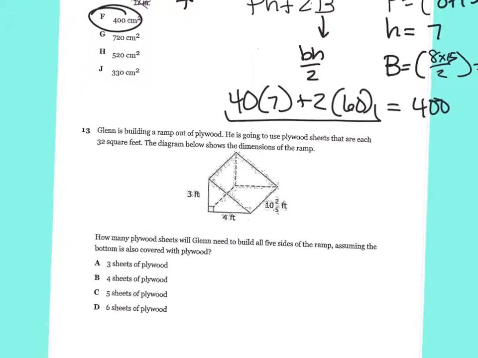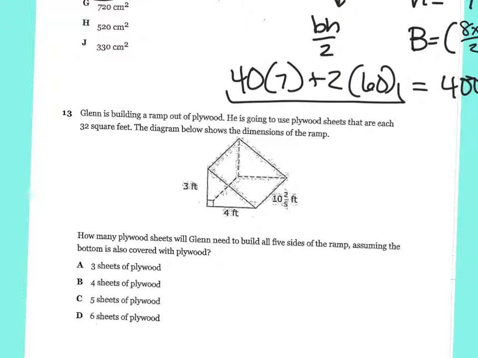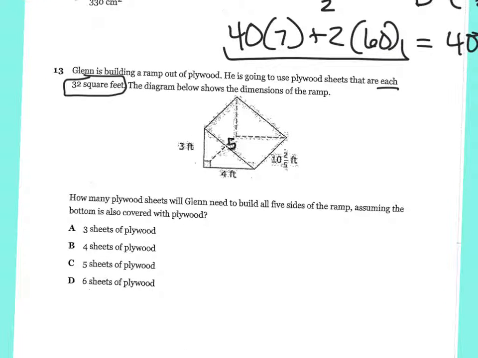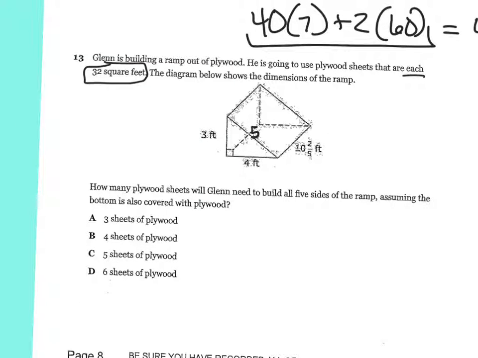Okay, last one. Glenn is building a ramp out of plywood. He's going to use plywood sheets that are each 32 square feet. The diagram below shows the dimensions of the ramp. And this side length of 5 here is supposed to be solved with the Pythagorean theorem, but I'm going to give you that answer. Anytime you have a right angle, if you have 3, 4, then the other side is 5, just so you know.